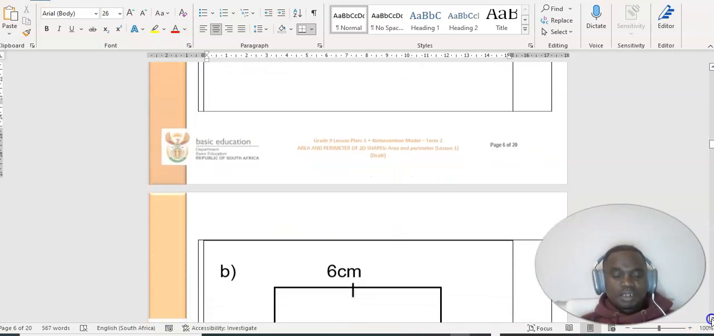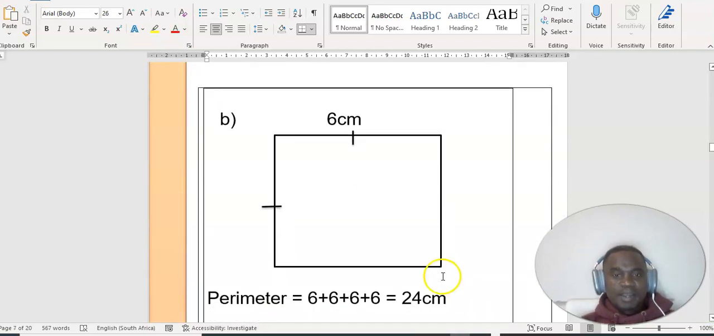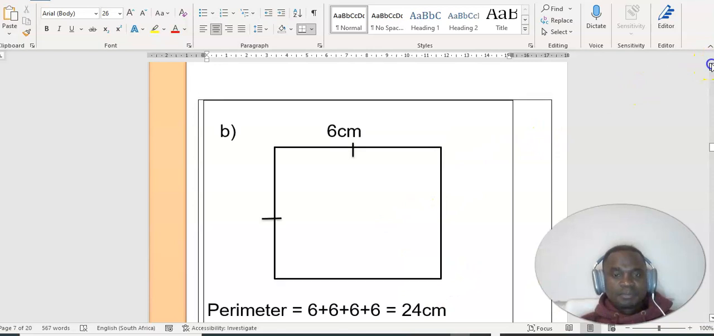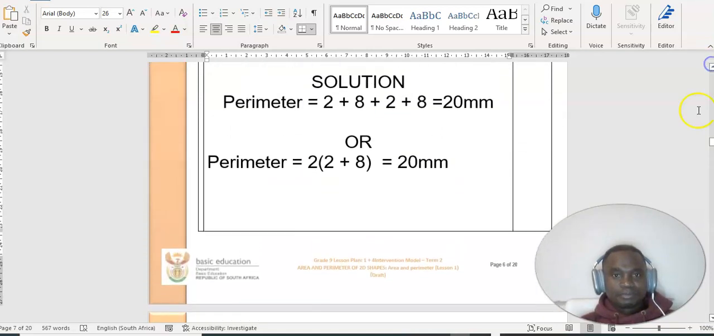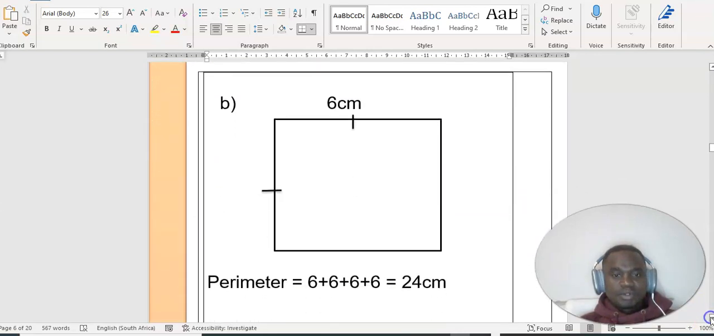Then this one also, the question is saying we should find the perimeter. So let's find the perimeter of this. You know this one is a square. A square, if you see this symbol, it means it's equal to this. And if this side is 6, this side is also going to be 6. And this side is also going to be 6. If this is 6, this side is also 6.